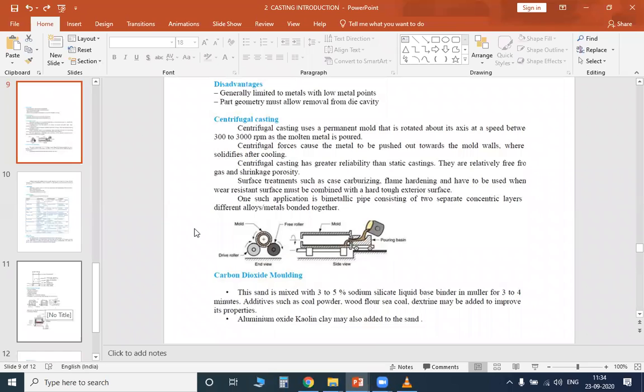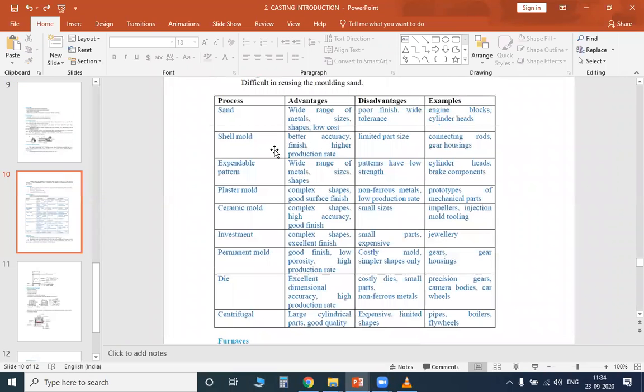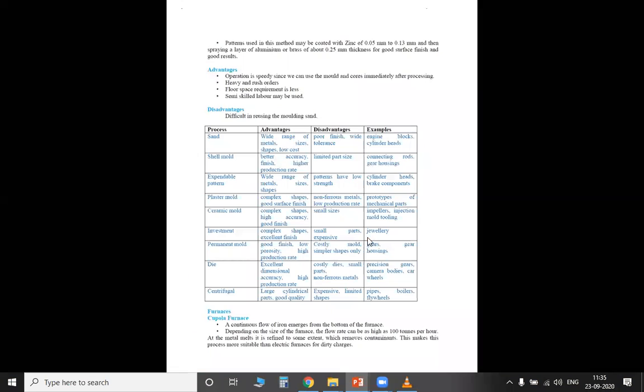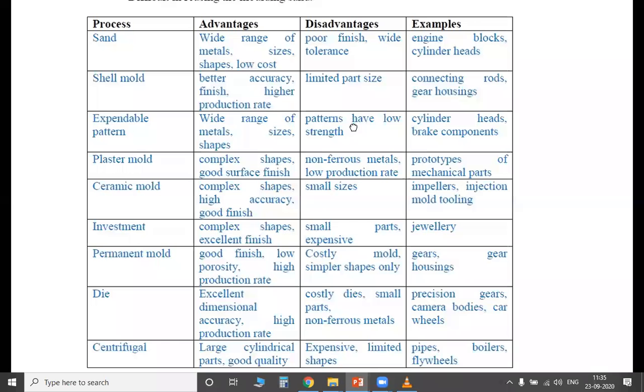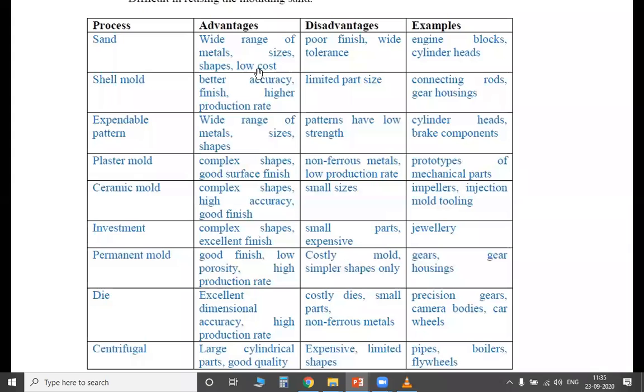So we will see the different processes, what we have learned up to now: the different processes with advantages, disadvantages and examples. The first one is sand casting: a wide range of metal sizes, shapes and low cost. The disadvantages are poor finish and wide tolerance. Examples are engine blocks and cylinder heads.